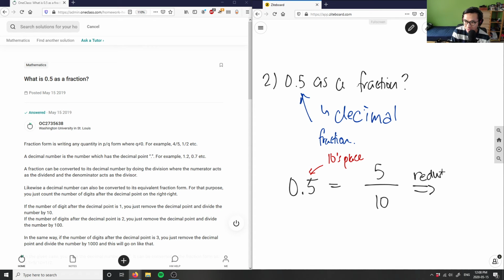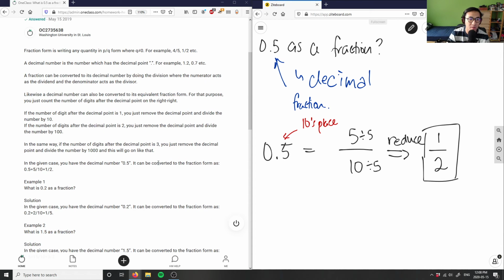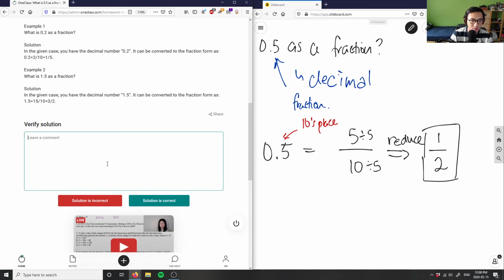I can reduce this by dividing both the numerator and the denominator by the greatest common factor. In this case, this is a 5. This will also be a 5. So you get 1 over 2 here, and this is going to be my answer for this problem. Half is the solution. So 0.5 equals 5 over 10, which equals 1/2. So the solution here is correct. Good analysis as well.